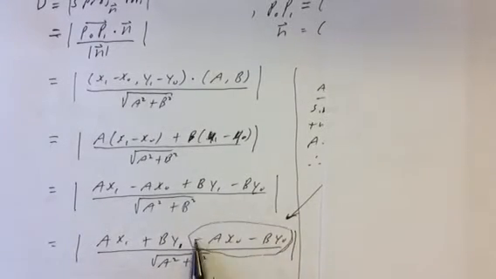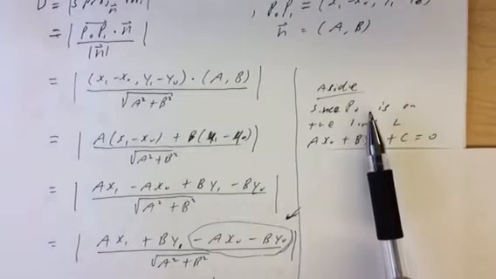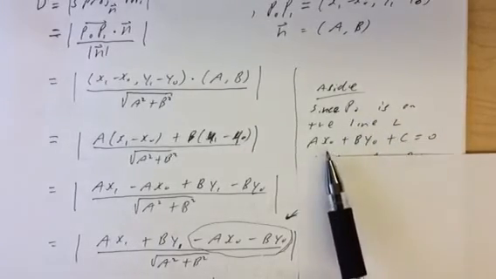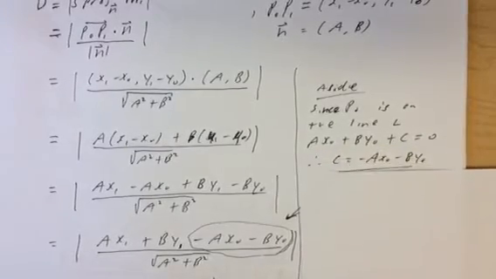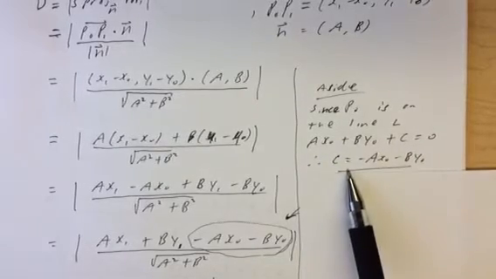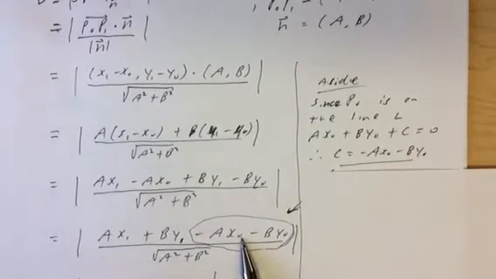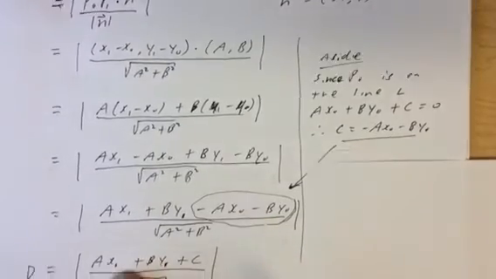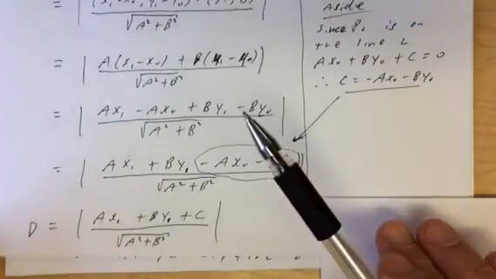So what is this constant? Well, we know that P0 is on the line, so it satisfies the equation Ax0 + By0 + C = 0. Rearranging, we get C equal to negative Ax0 minus By0, so that's got to be C. We can then write the distance formula as the absolute value of Ax1 + By1 + C over the magnitude of the normal. Absolute value, because the distance is positive.